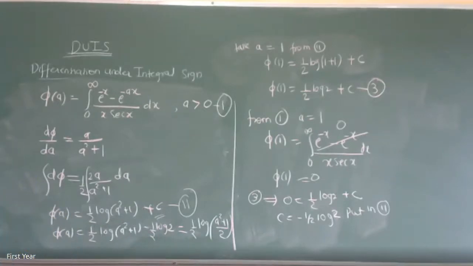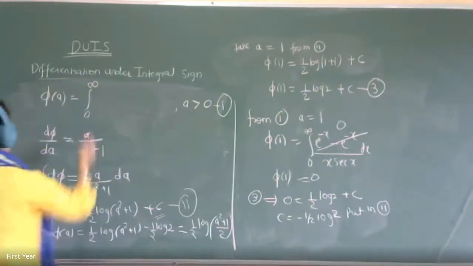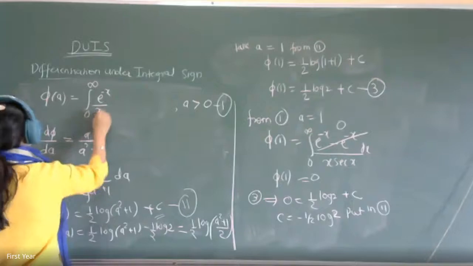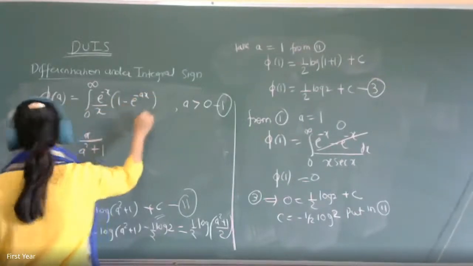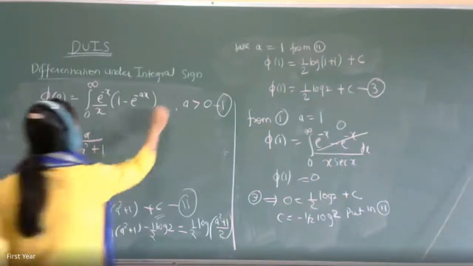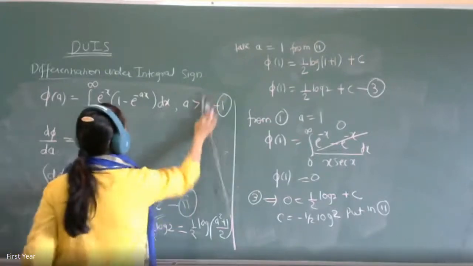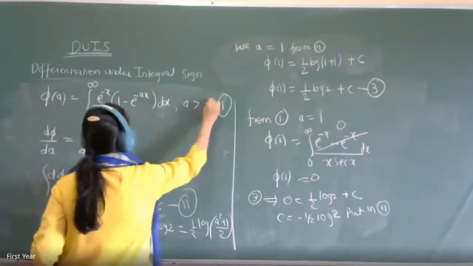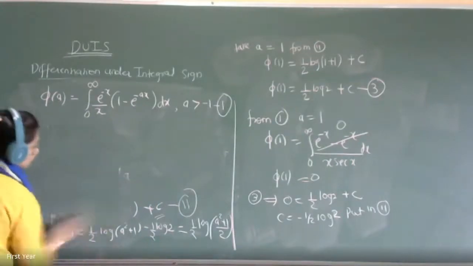Integration 0 to infinity, e raised to minus x upon x, into 1 minus e raised to minus ax, dx, for a greater than minus 1. Right? And get me the answer.